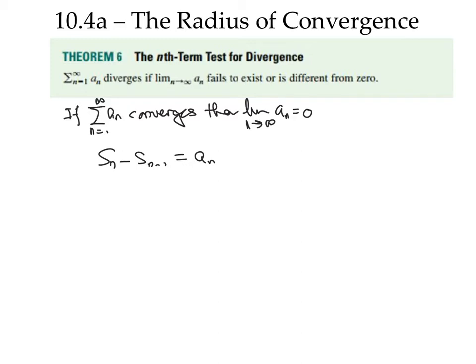What it says is, if a series converges, the limit of the nth term must be 0, or if the limit of the nth term doesn't exist or isn't 0, the series must diverge. So just look at the limit of the nth term. If it's not 0, instantly you know the series diverges.